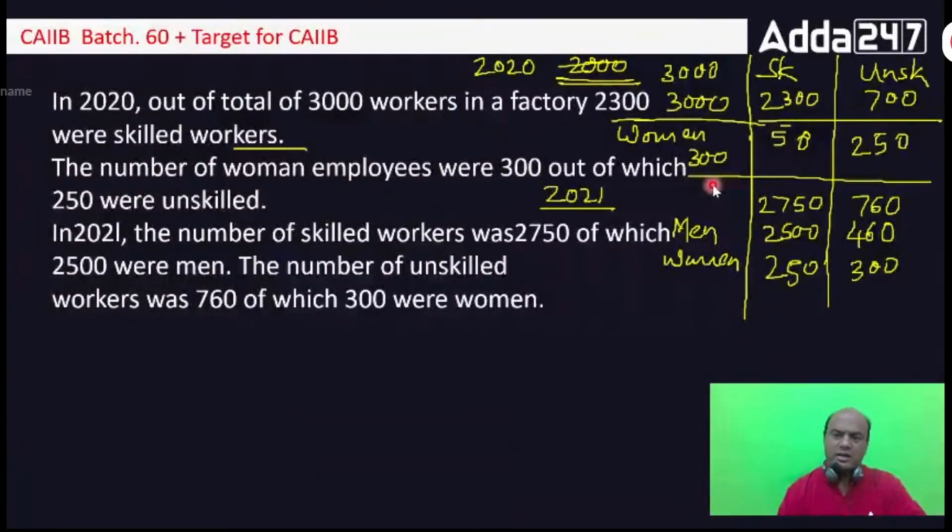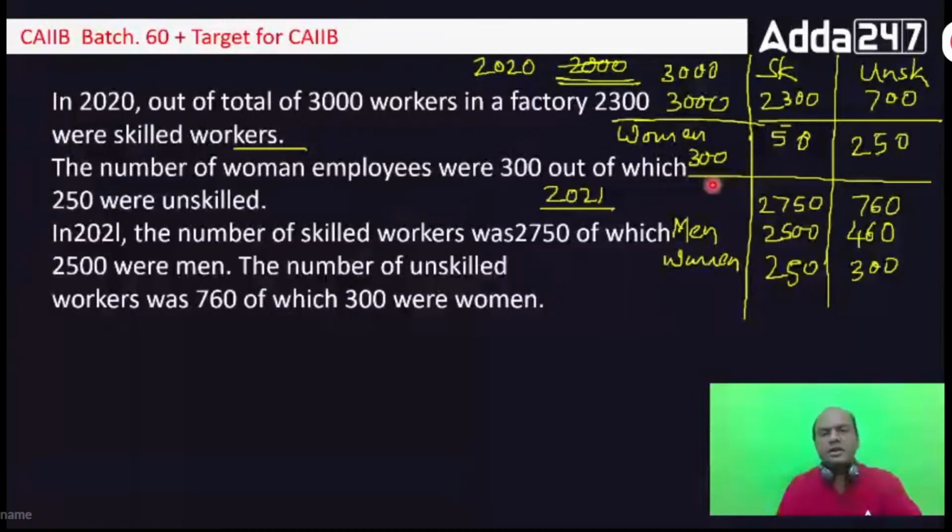2,250, correct. How are you answering? 2,300 minus 50. Women skilled are 50 and total skilled are 2,300. So the difference is 2,250. So skilled men are 2,250 in 2020. Similarly, you can find out the unskilled men: 700 minus 250, that is 450. Similarly, now go for 2021.